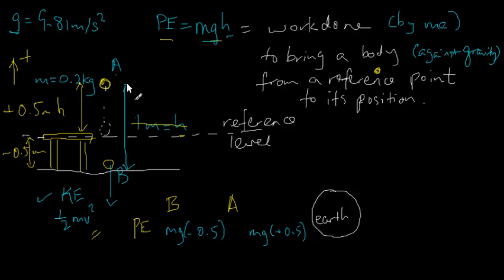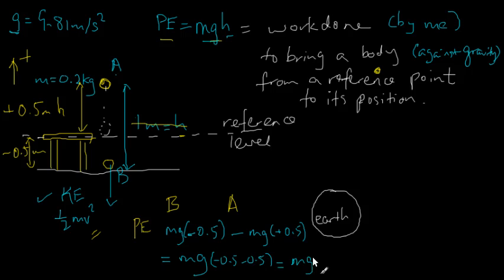Now the way to find the kinetic energy here is to say that the kinetic energy must be equal to the decrease in the potential energy. So I can find the change in potential energy by taking the potential energy at B and subtracting the potential energy at A. Now if I do that, I'll get mg. If I take mg, the common factor, out of a bracket, I'll have minus 0.5 and minus 0.5 in the bracket.